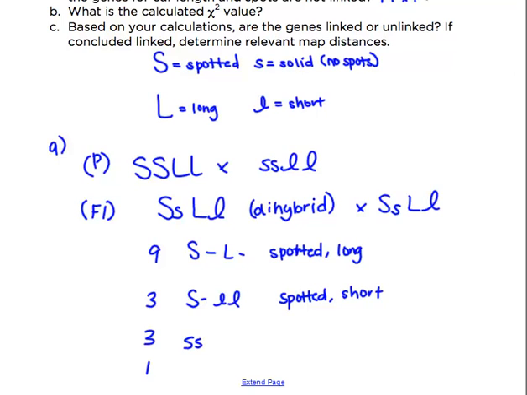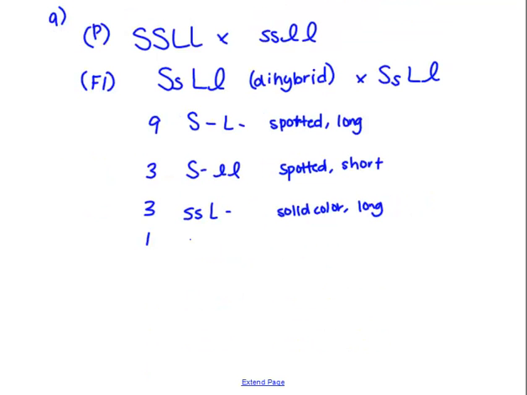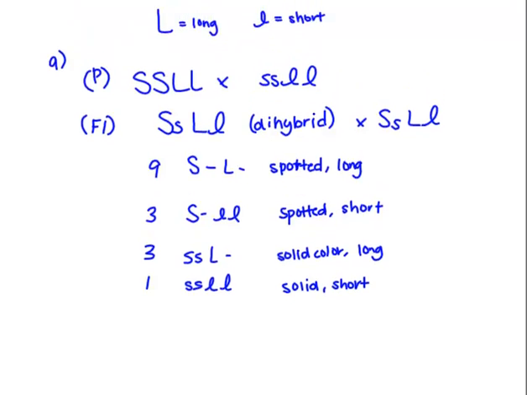Little s, big L, solid colored with long ears. And finally, little s, little l, which would be solid color with short ears. Okay, so this is what we would expect.